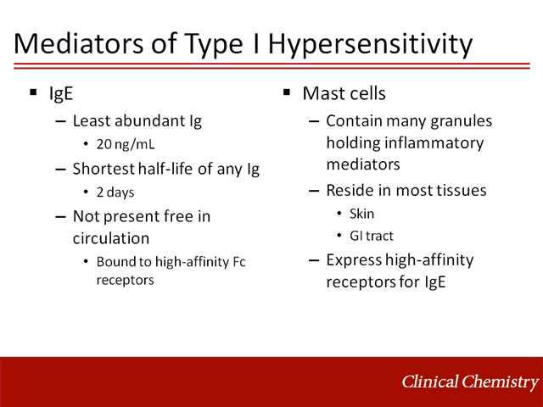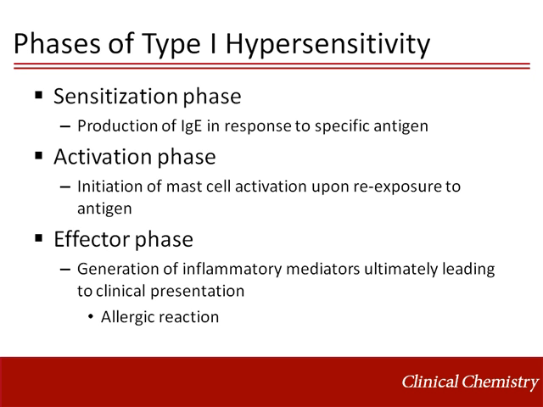Mast cells are a type of granulated leukocyte. The granules within the mast cells hold a variety of preformed inflammatory mediators that are released when the mast cell becomes activated. Mast cells reside in most tissues, but they are found in relatively high density within the skin and gastrointestinal tract. There are 3 phases of a type 1 hypersensitivity reaction.